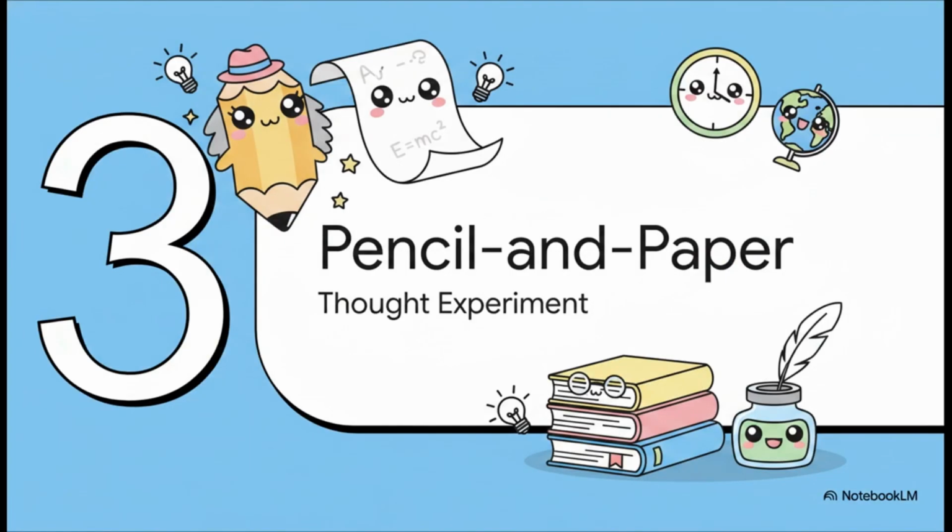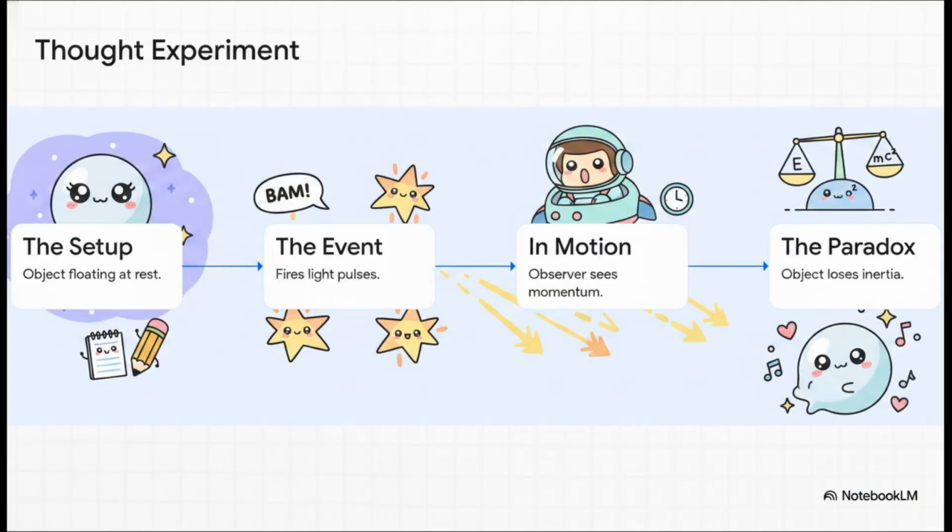The pencil and paper discovery. Remember, he was working as a patent clerk at the time, totally cut off from giant scientific facilities. So he used a Gedanken experiment, a pure pencil and paper thought experiment using just his imagination. Let's walk through this mind-bending paradox step by step.